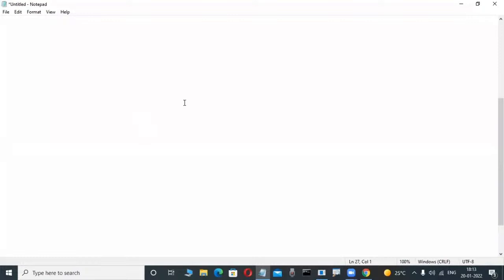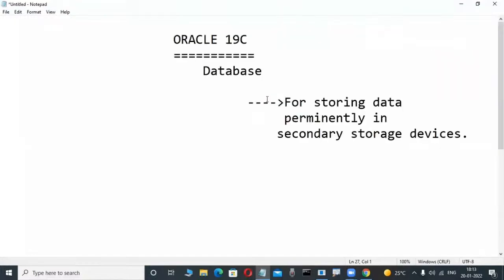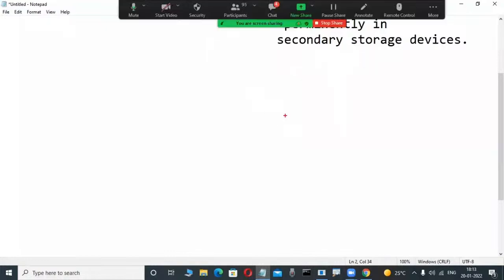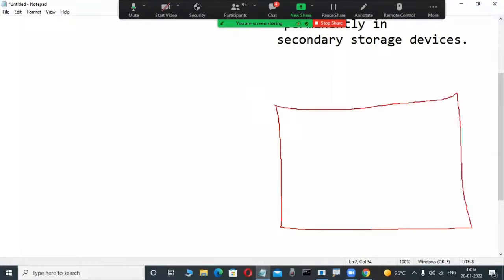Suppose I'm a first-time newcomer. How am I thinking? Maybe database is nothing special. Suppose I'm installing Oracle software, which is one of the database software. Whenever I install Oracle software on my system, some place is automatically created in the hard disk. Maybe this place is called a database. Many people are thinking like that, that in this place we are storing data.